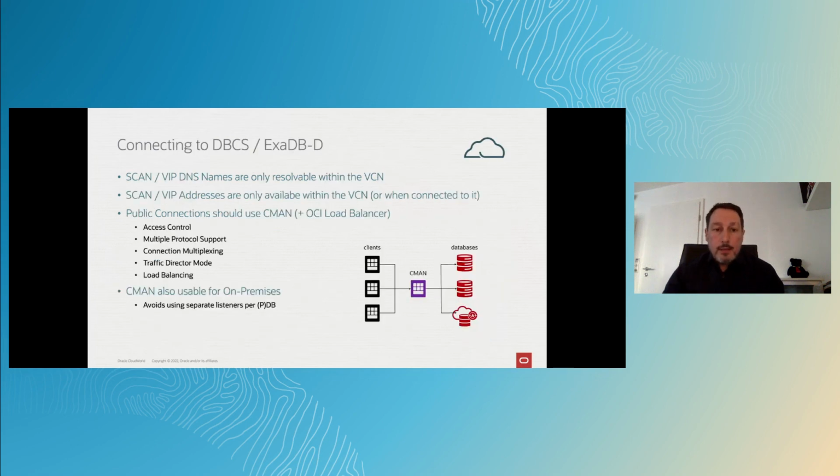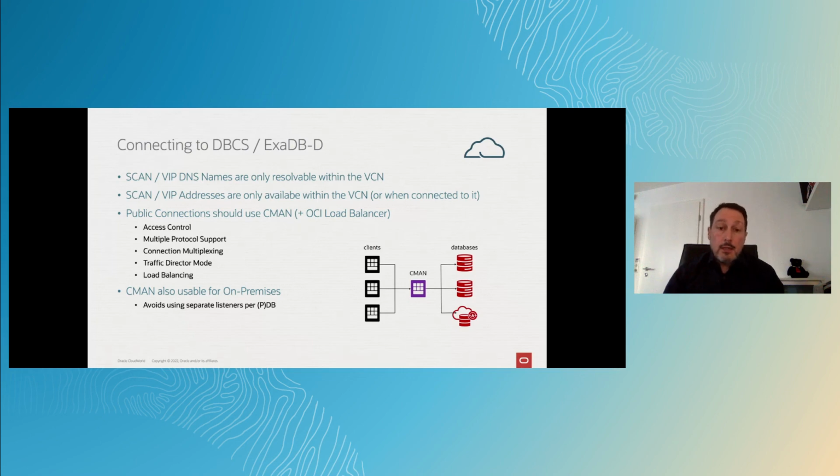If you're connecting to a Base Database cloud service or Exadata dedicated, one question I often get asked is that the SCAN and the VIP DNS names are only resolvable within the virtual cloud network and not from outside. So what can be done about that if you do have a requirement to access these services from the public internet? My recommendation is always to use the Connection Manager, which also provides capability for your on-premise databases.